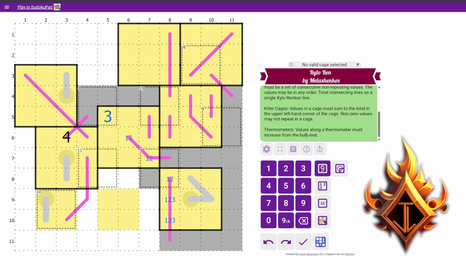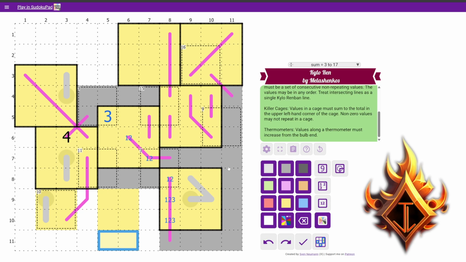Can this be a 0? Well, these two will be. These two will be yellow. And these two will be yellow.